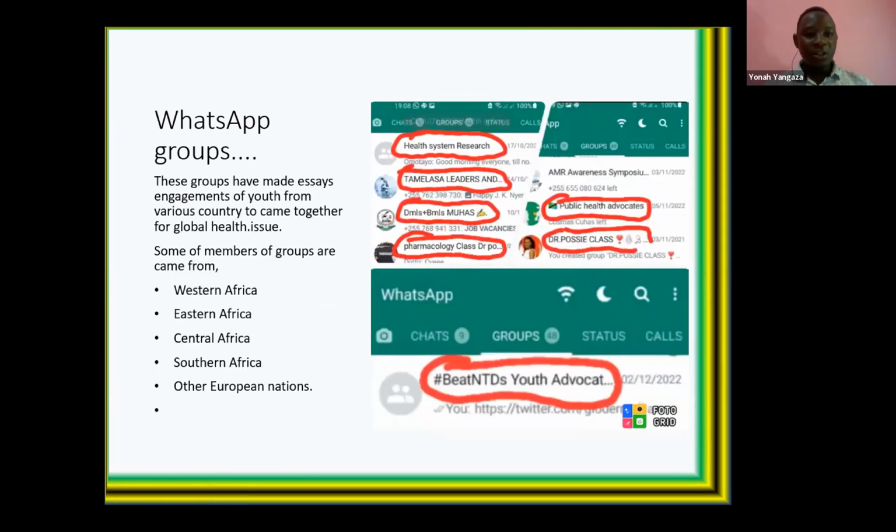Also, these groups have made it easy for youth from various countries to come together to discuss different global health issues, and we mostly deal with NTDs. We have group members from different countries like Western, Eastern, Central, and Southern Africa, and even a few members from European nations.